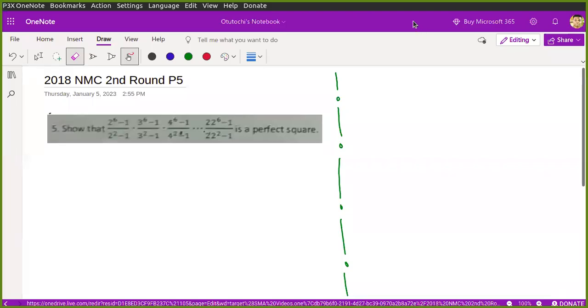Hello, this is Otsochi Odemba, and today we'll be solving problem 5 of the 2018 NMC exam. In this problem, we are asked to show that this expression here is a perfect square. So how can we go about this?